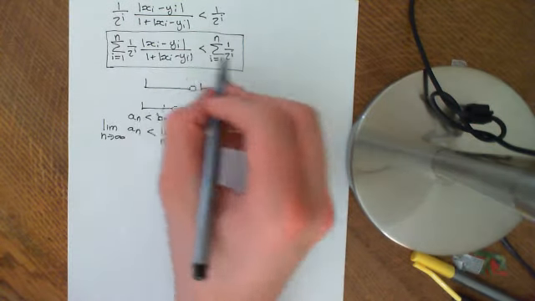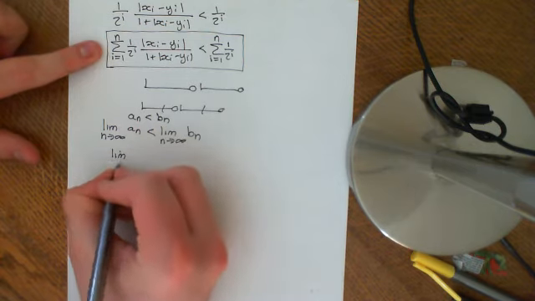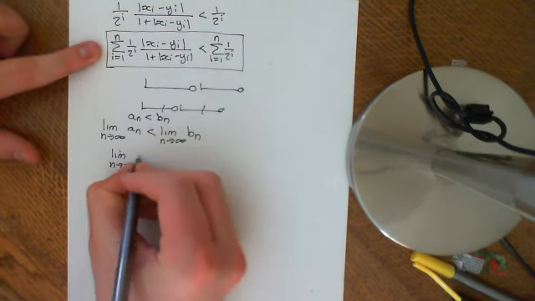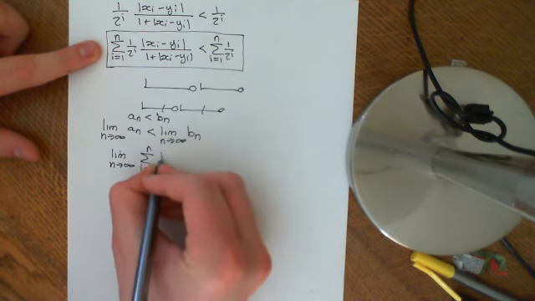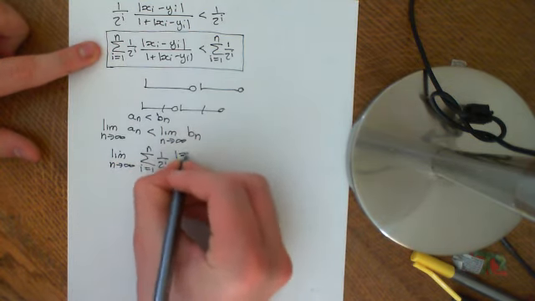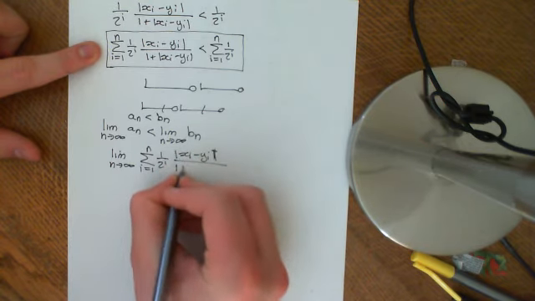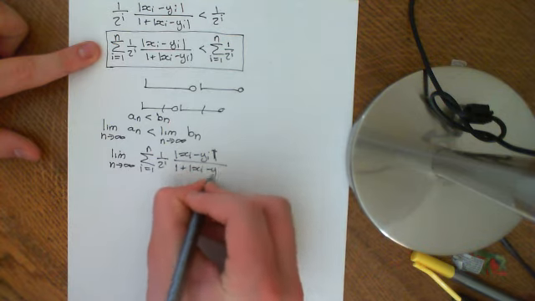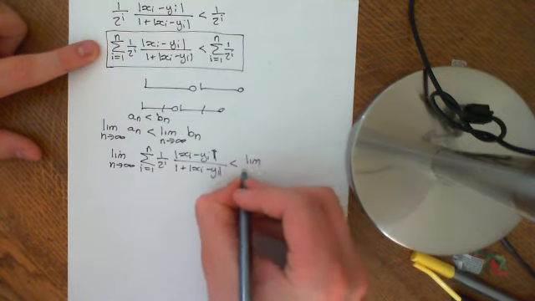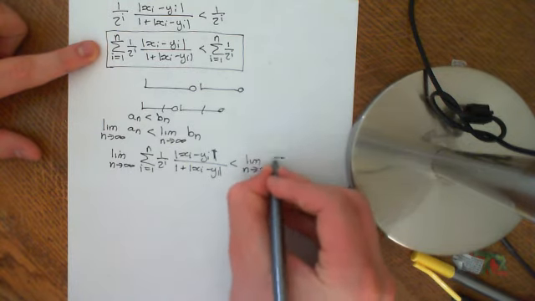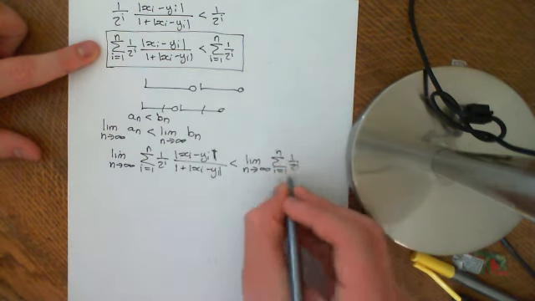So both of these have their limits existing, so we can take the limit as n approaches infinity of this side, of the sum i equals 1 to n of 1 over 2 to the i, absolute value of xi minus yi over 1 plus the absolute value of xi minus yi, which is therefore less than the limit as n approaches infinity of the sum i equals 1 to n of 1 over 2 to the i. Now we know what this is.